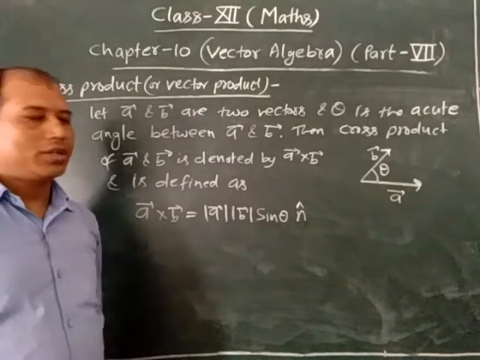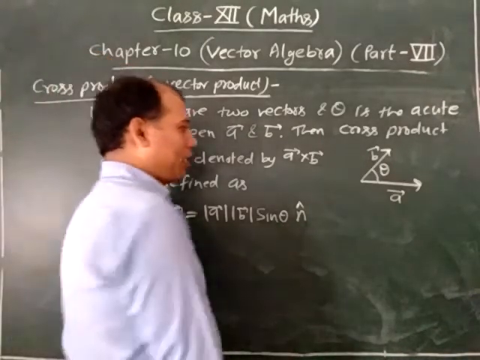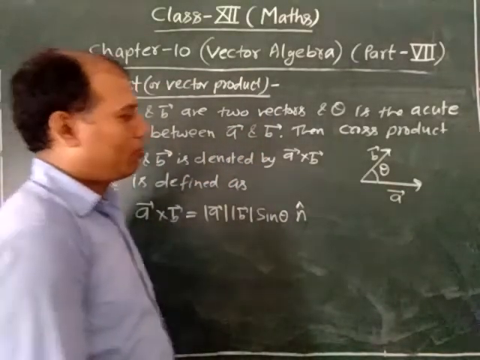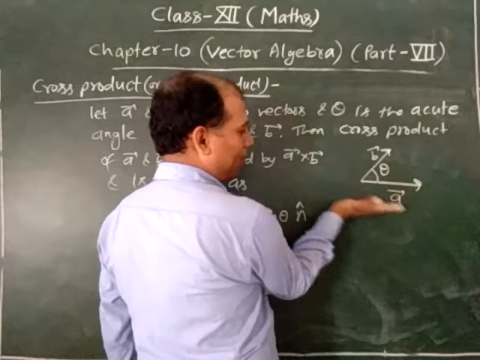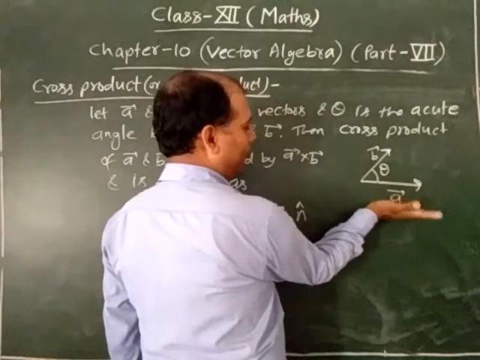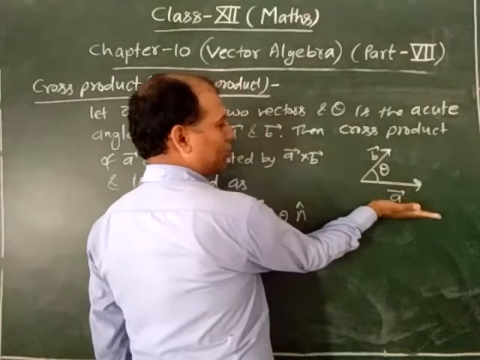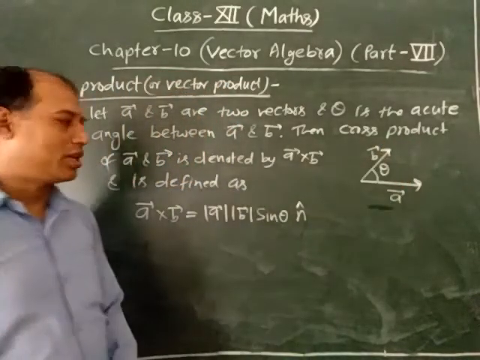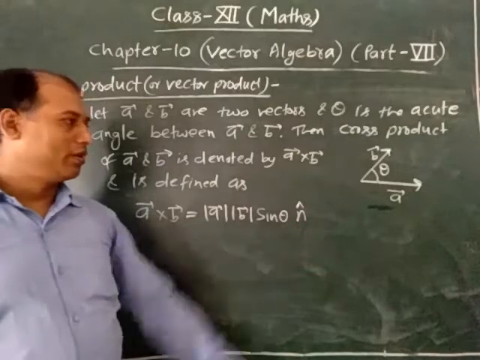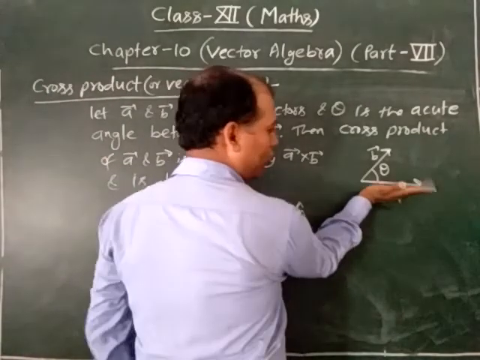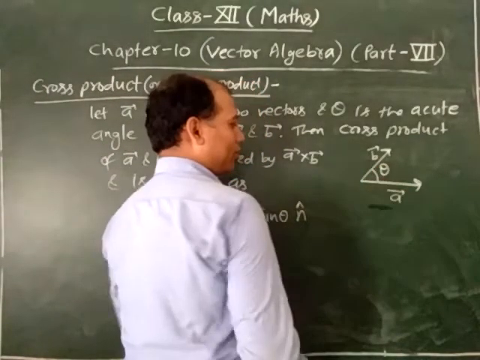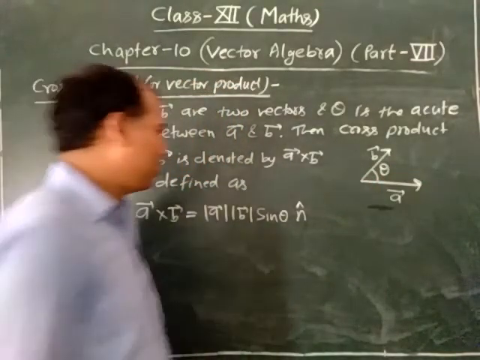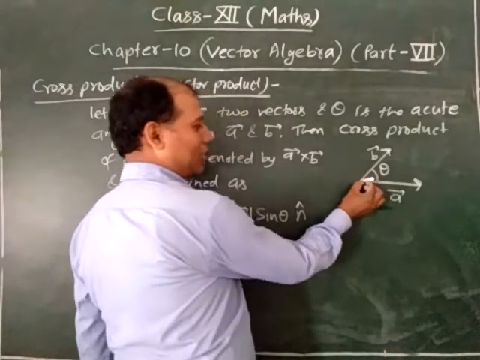So let us know what is the right-handed system. Suppose that we have to find out A cross B. We align our palm along vector A and curl the fingers towards vector B. Then the direction of the thumb represents the direction of n cap, which is perpendicular to both vector A and vector B. Means the direction of n cap is like this.